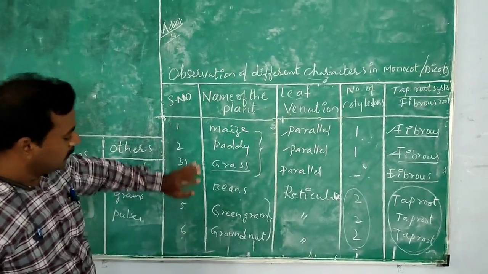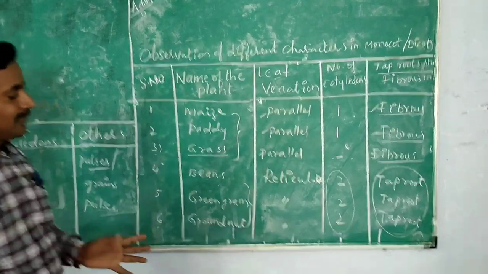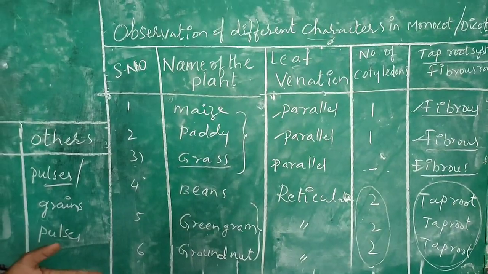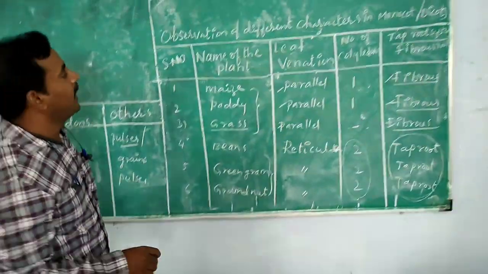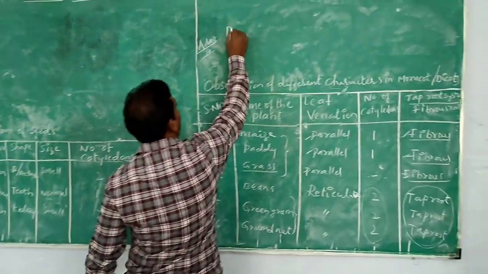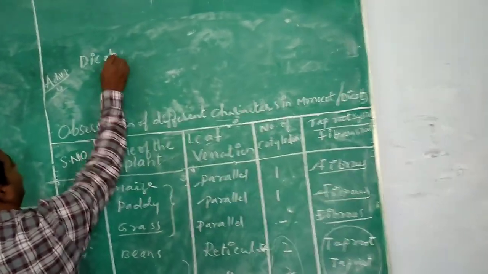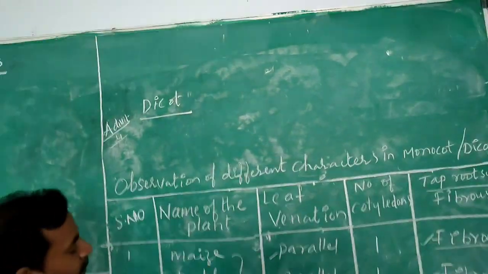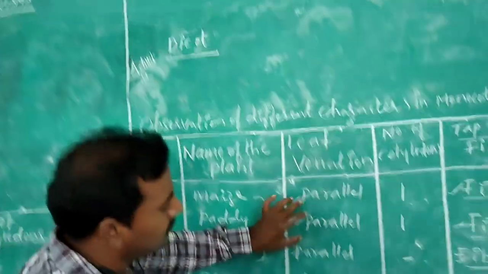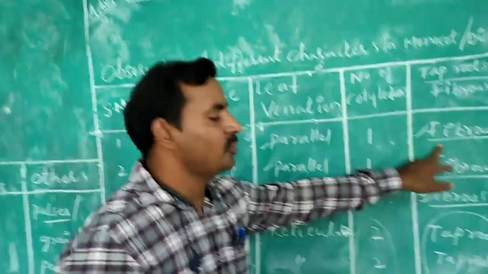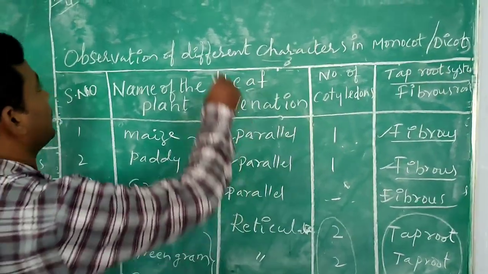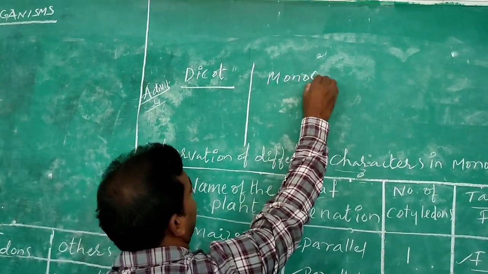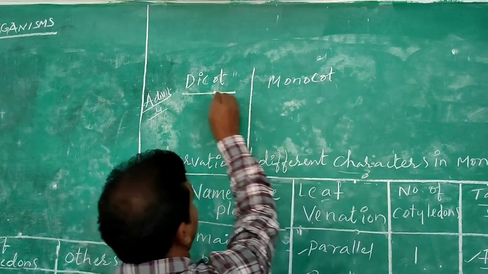So now, if the plant has reticulate venation, a tap root system and two cotyledons, that plant belongs to dicot. And if the plant has parallel venation, a single cotyledon and a fibrous root system, that plant belongs to monocot. Based on those characters, we call it a monocot plant.